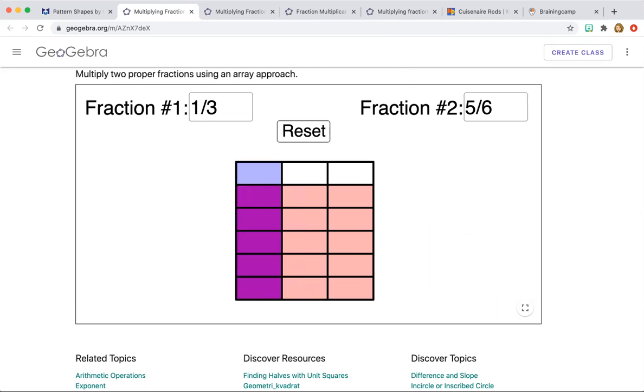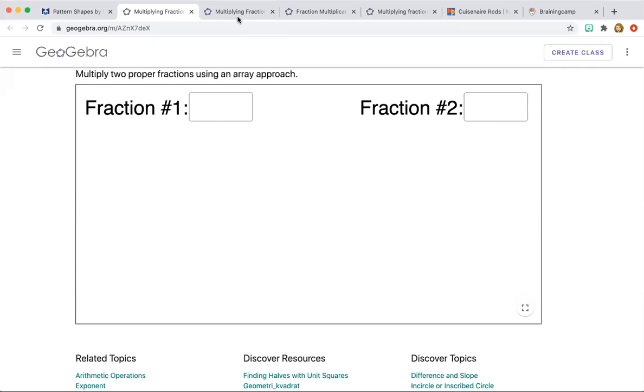So I want you, the next slide is going to have you playing. You can play with this, see what other kind of patterns you see, try other different fractions, and see how you can see this standard algorithm for multiplying fractions.